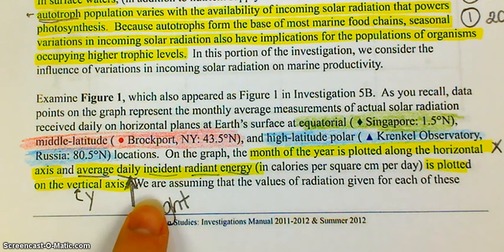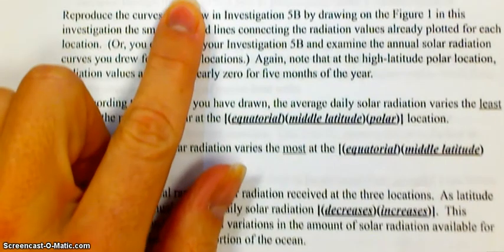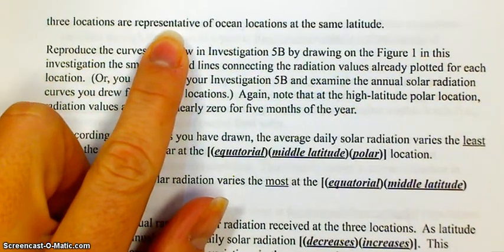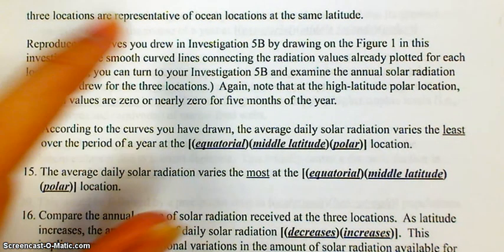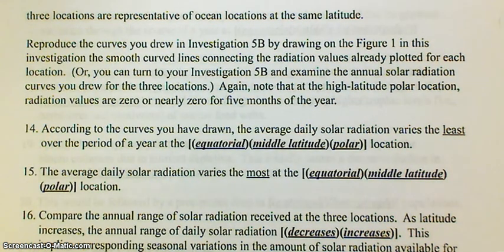Okay, now we are assuming that the values of radiation given for each of these three locations are representative of ocean locations at the same latitude. Okay, so they took the data from actual cities, and obviously the cities are located on land at those latitudes, but what they're saying is they're assuming that you're going to have the same amount of sunshine at that latitude in the ocean as well as on the land. Okay, so that's the one assumption that they're making.